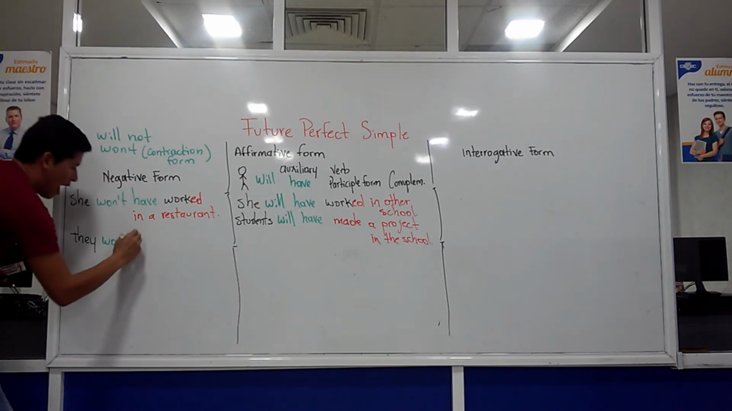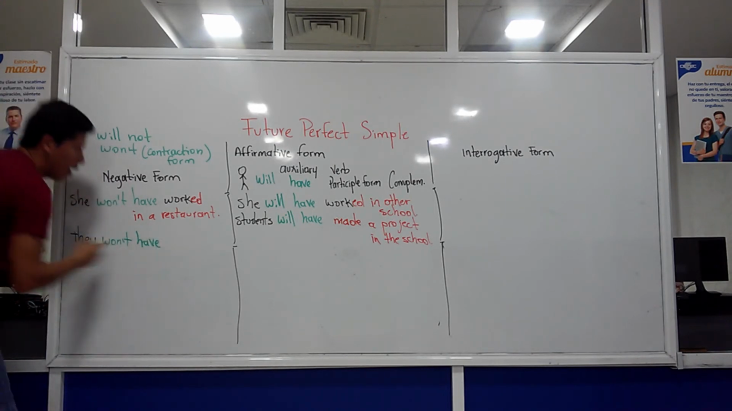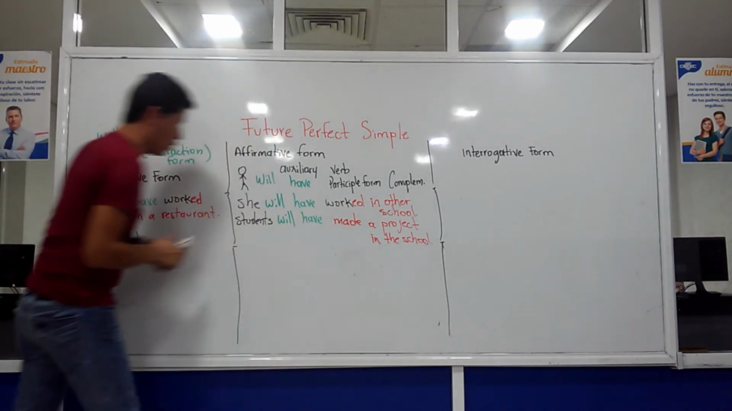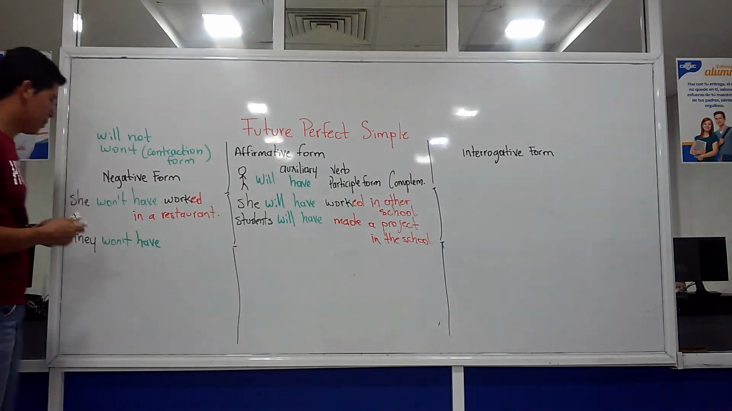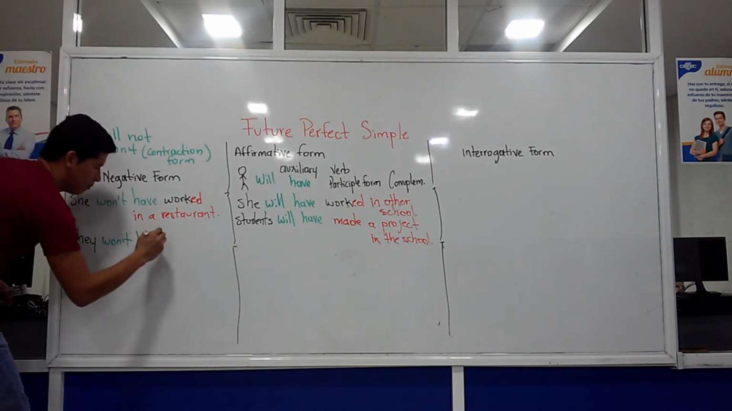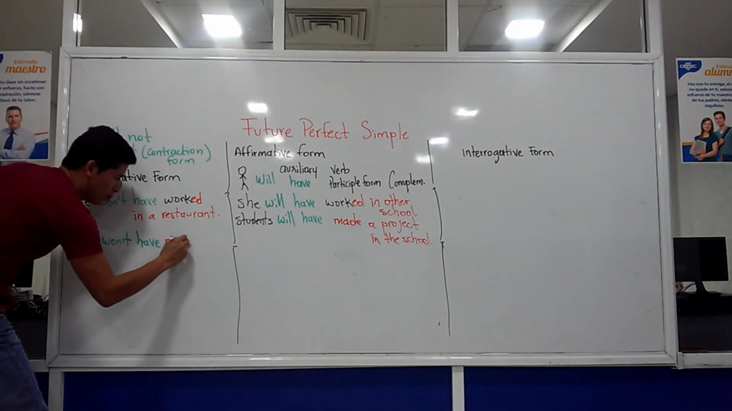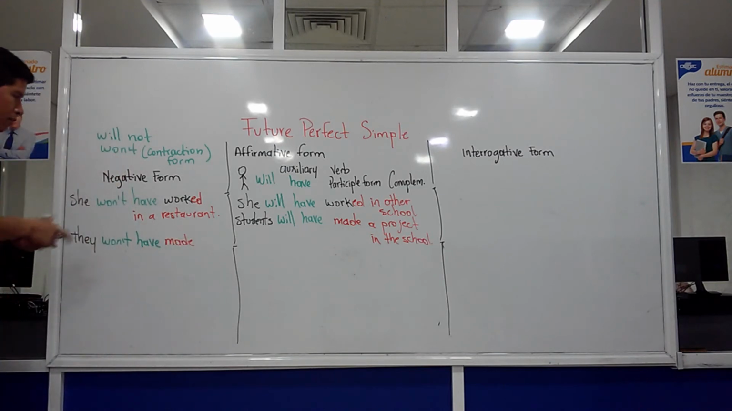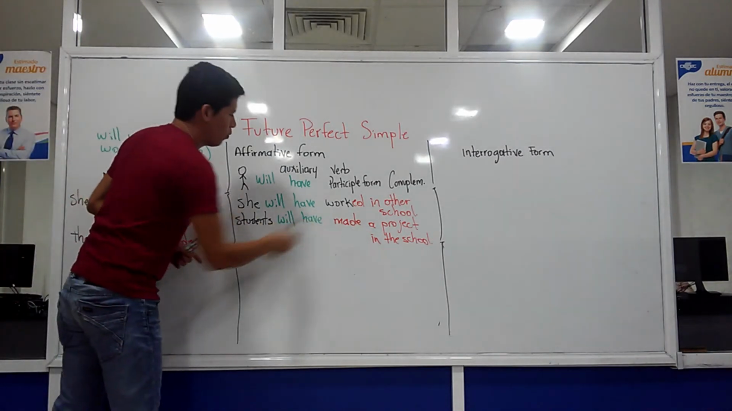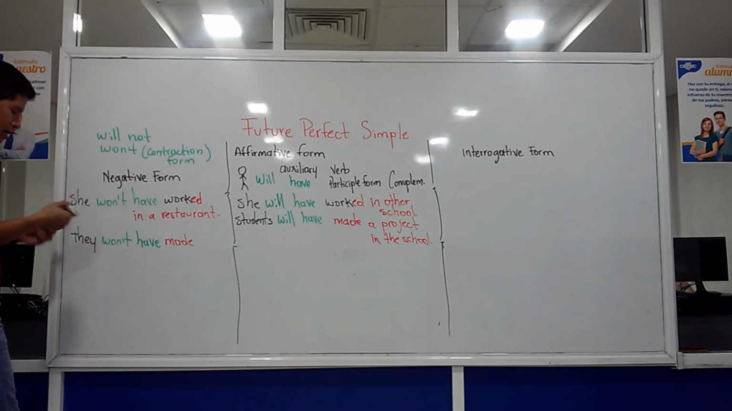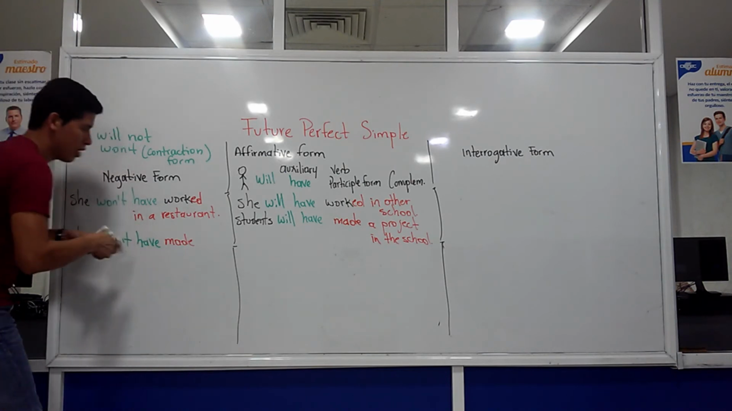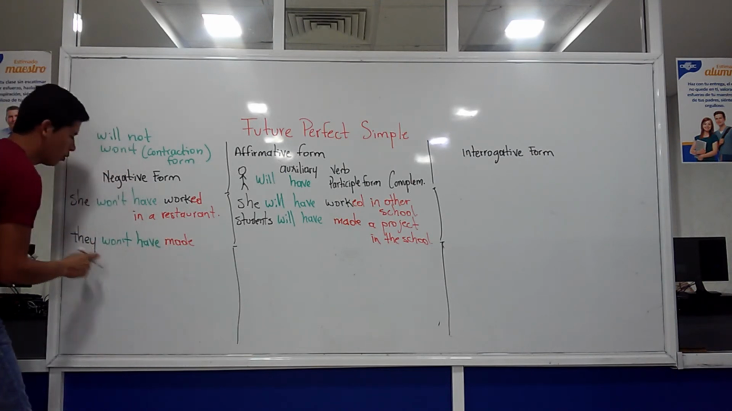Okay, and the verb have. And this verb in the same form because I referred with the same meaning in this sentence. They won't have made. Okay, they won't have. This is a project in the school. Okay, they won't have made. I'm going to refer that they won't have made.